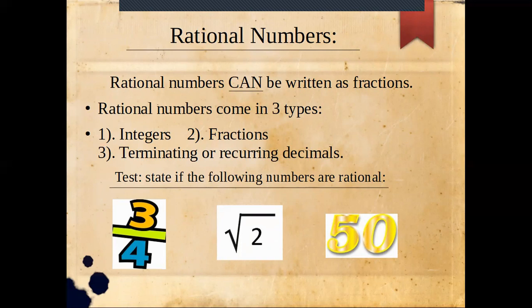So 3/4, that is a fraction, so that means it is rational. The root of 2. Well, you might have needed to use your calculator here to find out if it could be written as a fraction, but no, it cannot, so it's irrational. 50, that's just an integer, so that is a rational number too.